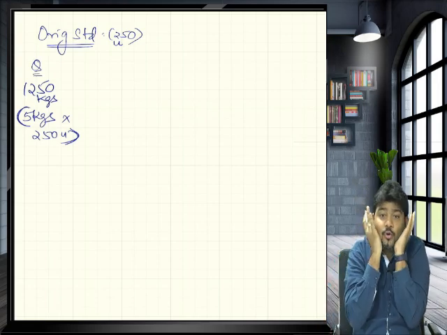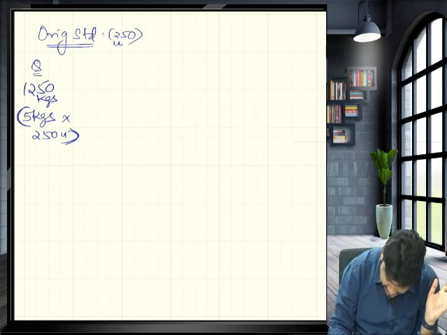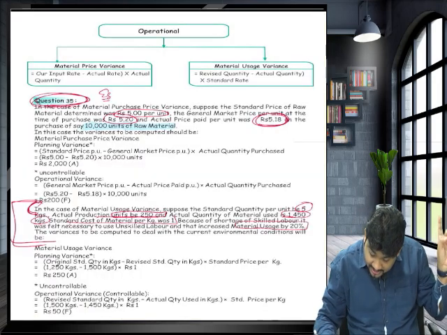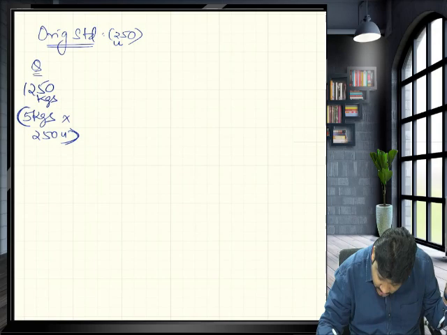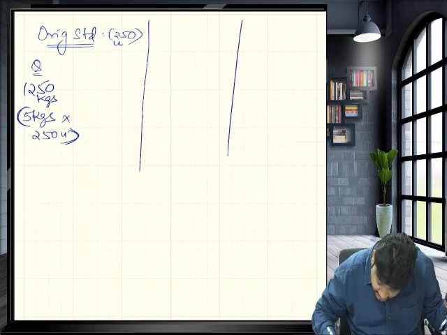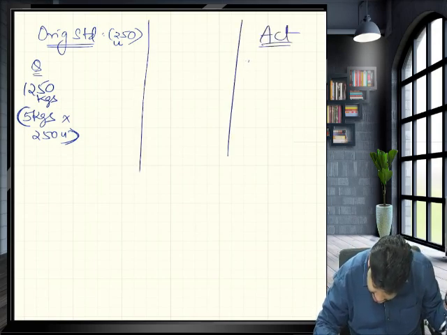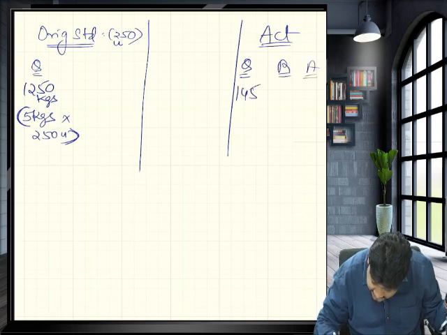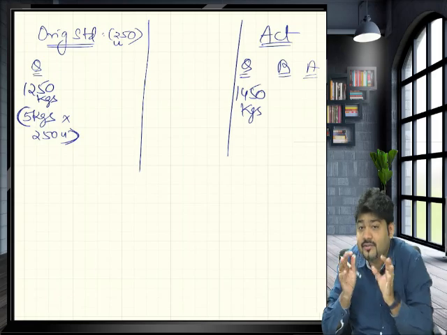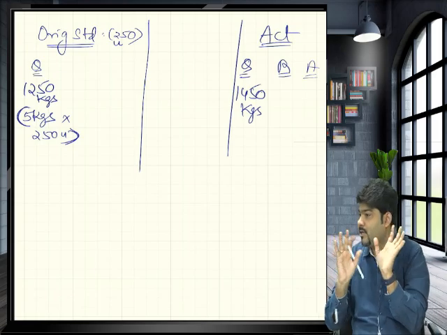So quantity is how much? 1250. That is my original standard. Okay, then we'll continue. Actual quantity of material used is 1450. Can I say this is the actuals part they are giving? So I will write here the actuals. Can I say Q R A? 1450 kgs they have given. I am just writing what the question is telling me.